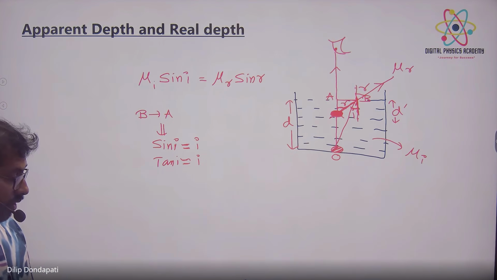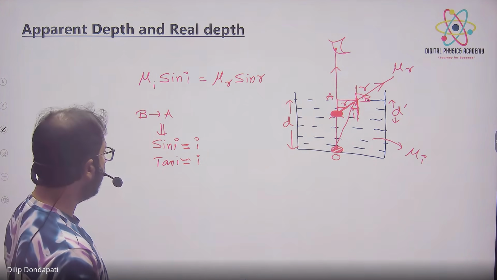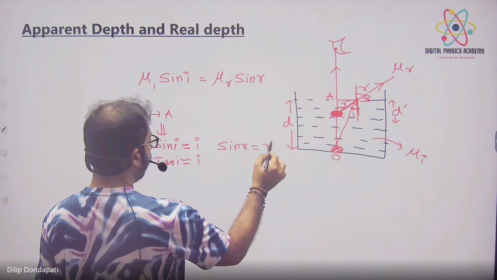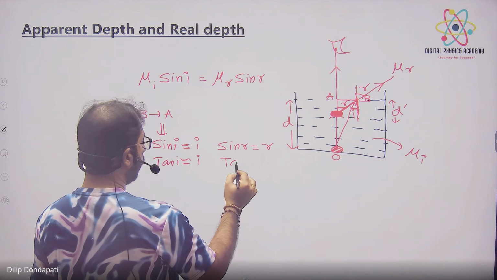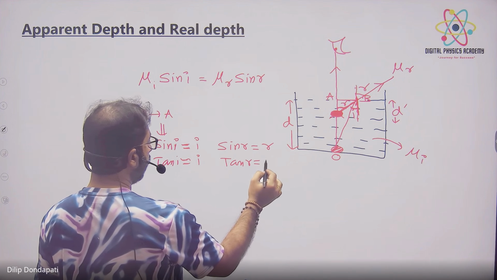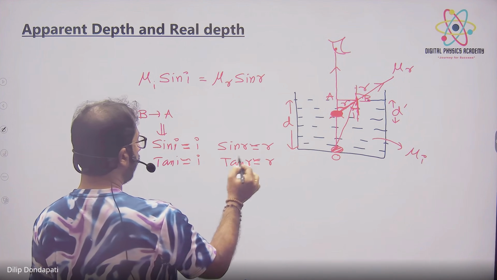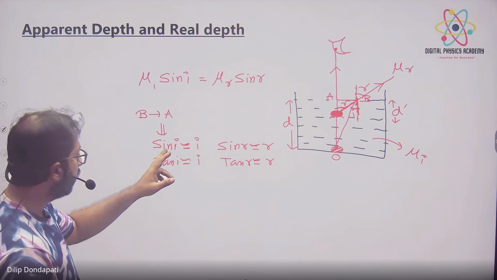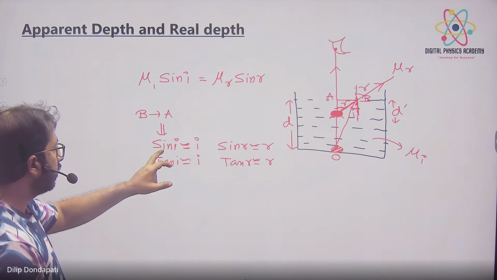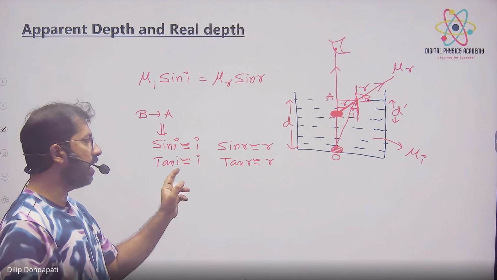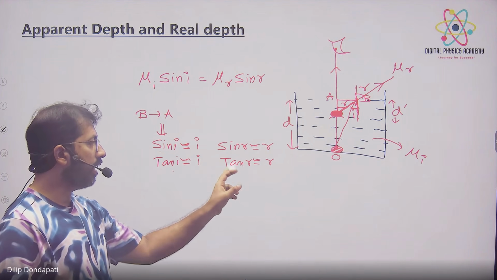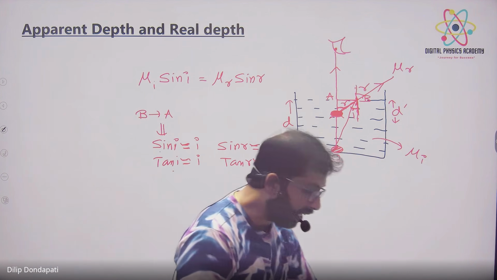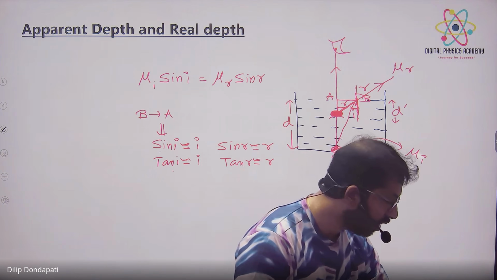Okay, that means I can replace sin R with R, and similarly tan R with R, approximately R. That means whenever the angle is small, I can put tan I in place of sin I, and tan R in place of sin R, because both are the same, right? So we can replace sin with tan whenever the angle is very small.